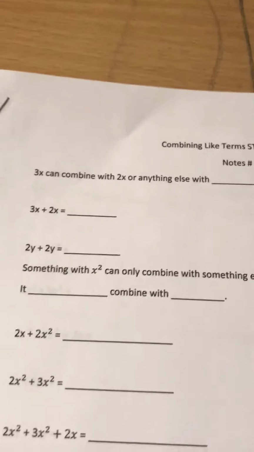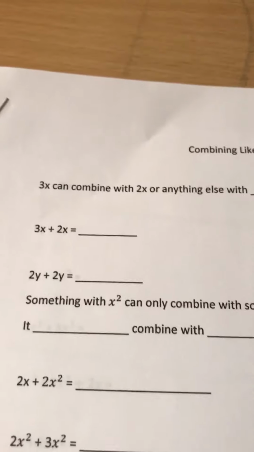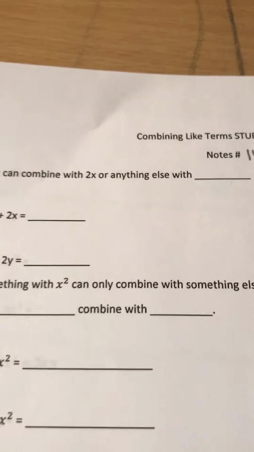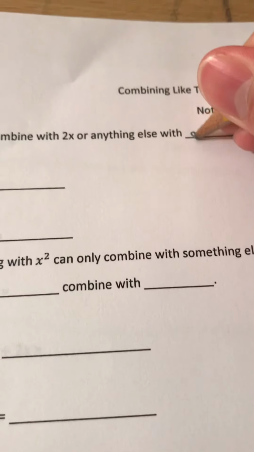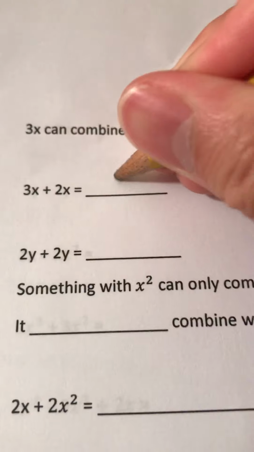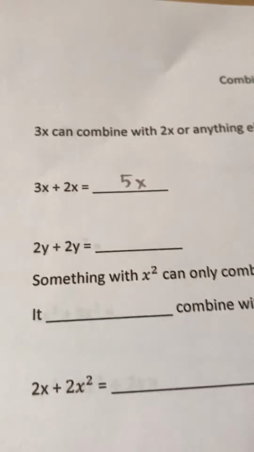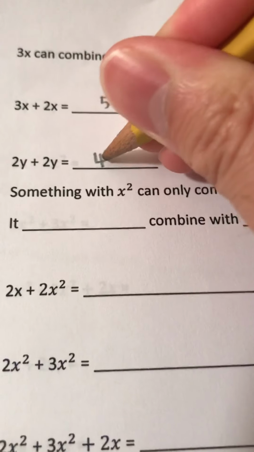might not have noticed. So 3x can combine with 2x or anything else with an x. For example, 3x plus 2x, because they both have x's, they can combine to 5x. Or let's take y. 2y plus 2y is 4y, because they both have y's.